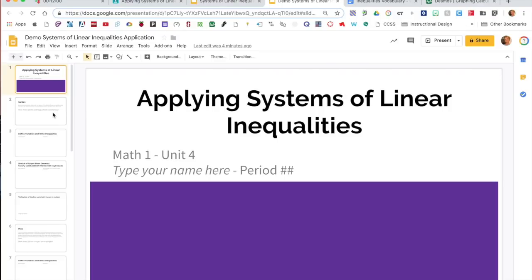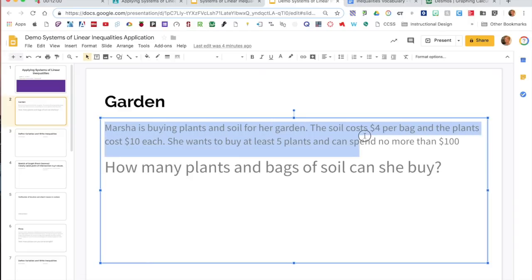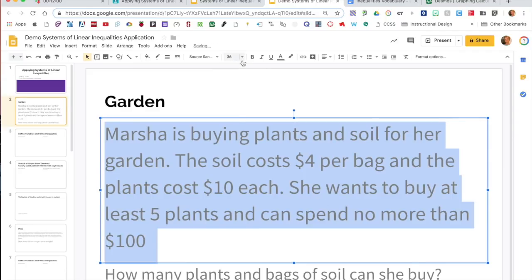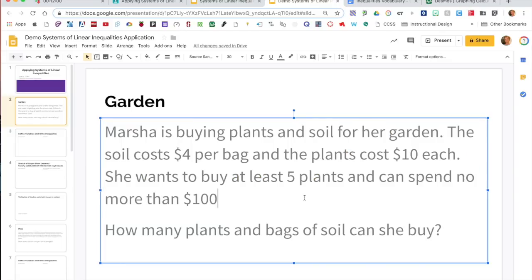Inequalities. We're going to be looking at our problem that has the garden problem, and I'm going to make that a little bit bigger font so you can see it. Maybe not quite that big. So let's read the question first. It says, how many plants and bags of soil can she purchase? So what we're looking for is how many of something.